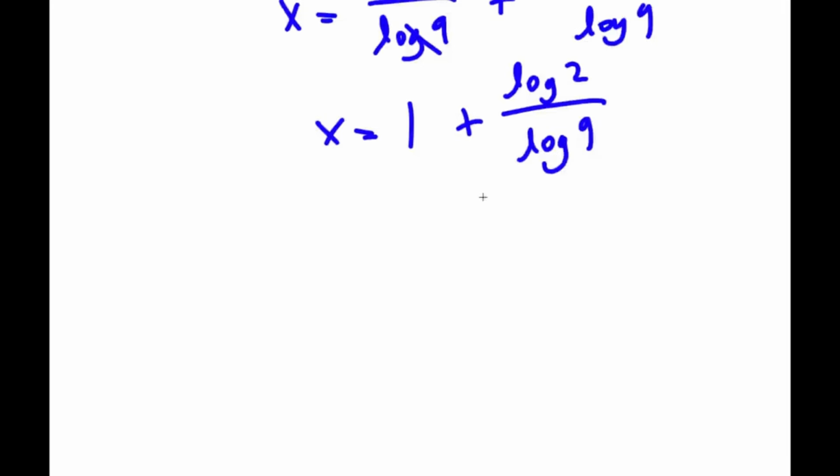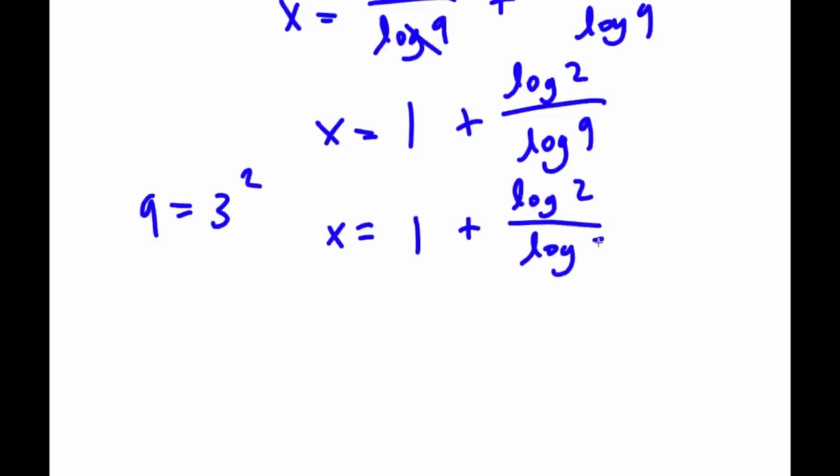Now, log 9, well, 9 is the same thing as 3 squared. So now if I replace 3 squared for 9, I get x is equal to 1 plus log 2 over log 3 squared.